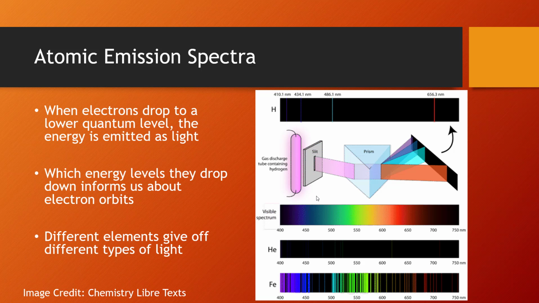Remember Bohr's model of an atom. The energy that is emitted when they drop to that lower energy level is going to be given off as light. Which energy levels you see is going to be due to which types of drops those electrons are doing. So a higher drop is going to get a higher energy wavelength of light. This also is why different elements give off different types of light.